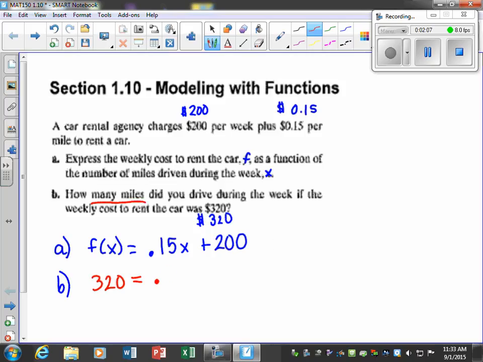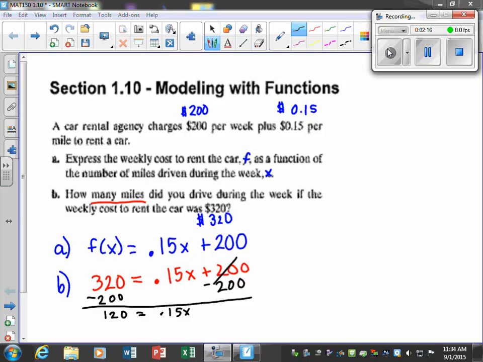So what are we solving for? Good, we're solving for x. So basically solve this equation for x. Subtract 200 from both sides, and this is what you have, and then we divide both sides by 15 cents. 120 divided by 15 cents. I get that x was 800 miles.